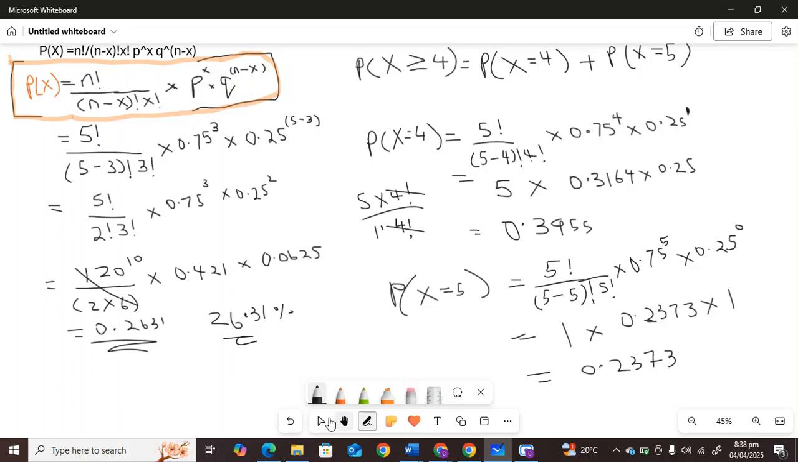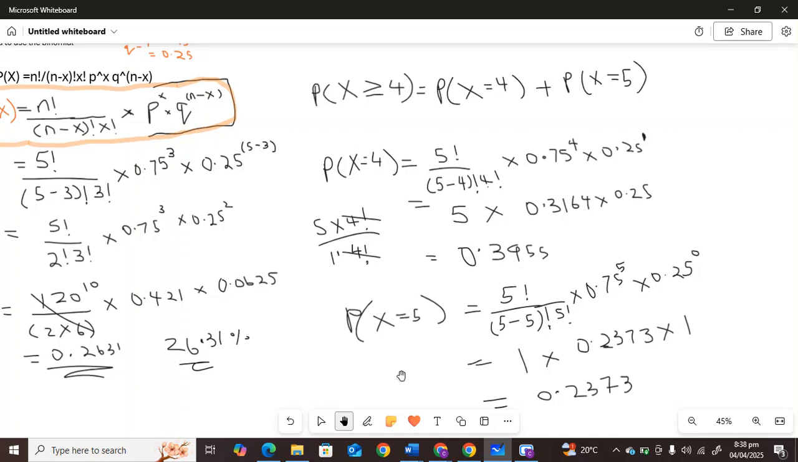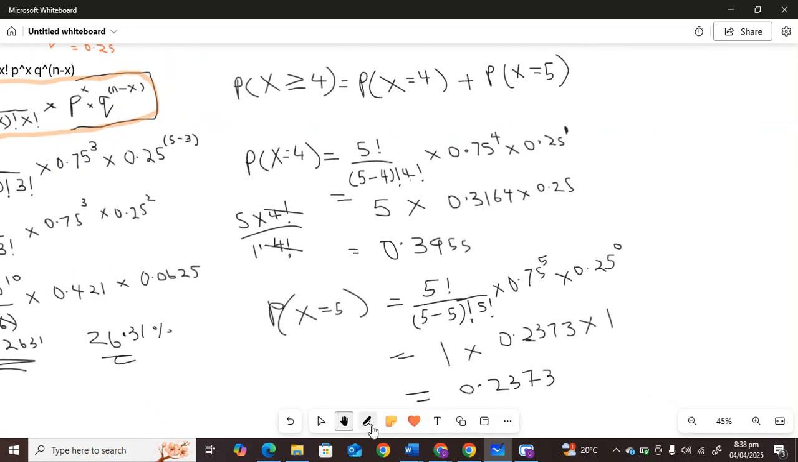Okay. So now I want to get the probability that at least 4 people get cured. Okay. So that includes the probability that exactly 4 people get cured, which is 0.3955, plus the probability that 5 get cured, that is 0.2373.